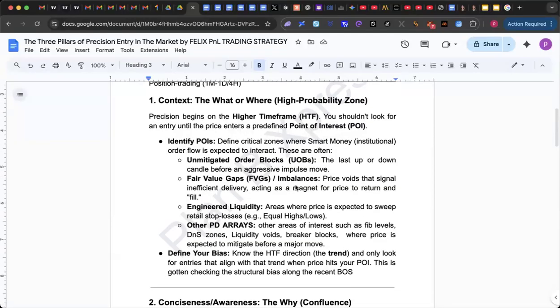First of all, you have to identify the point of interest. You can identify the point of interest without going with your bias. That means your context has to do with a higher time frame to identify two major things: the trend of the market and the point of interest. So take note of this. Your higher time frame is to identify the trend of the market, the overall trend, or at least for the context of your trading.